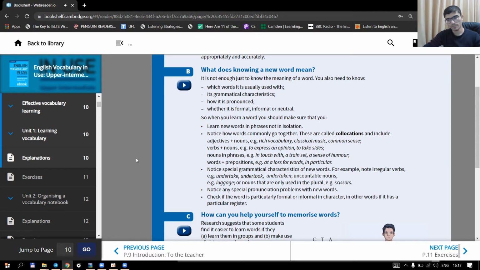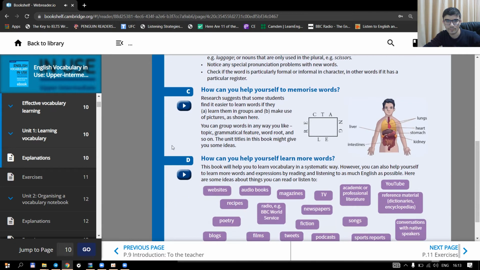Notice special grammatical characteristics of new words. For example, note irregular verbs. For example, undertake, undertook, undertaken. Uncountable nouns. For example, luggage, or nouns that are only used in the plural. For example, scissors. Notice any special pronunciation problems with new words. Check if the word is particularly formal or informal in character. In other words, if it has a particular register.